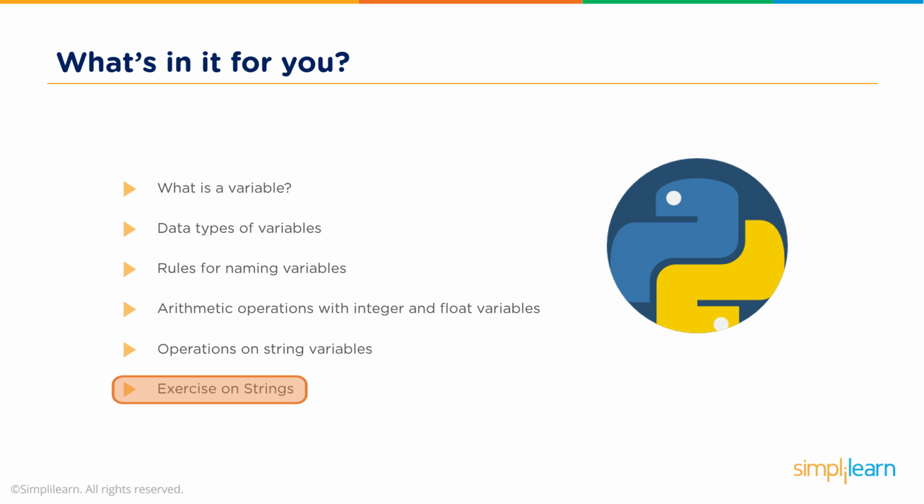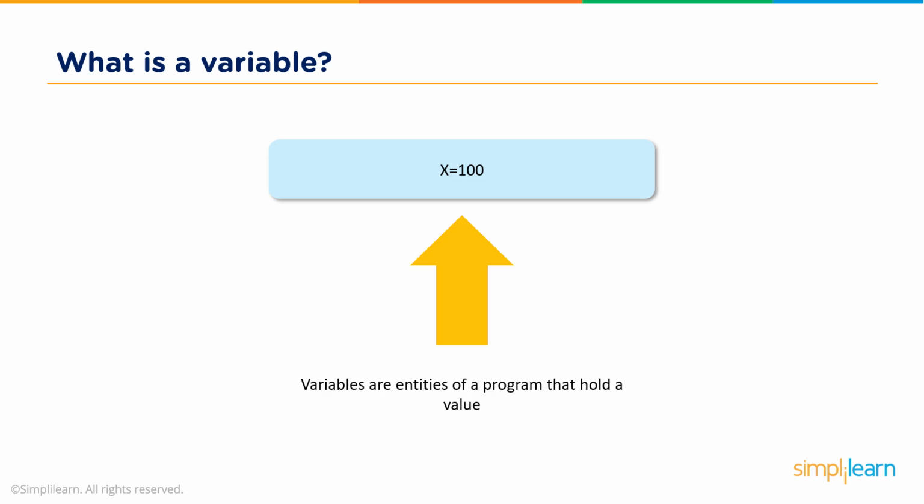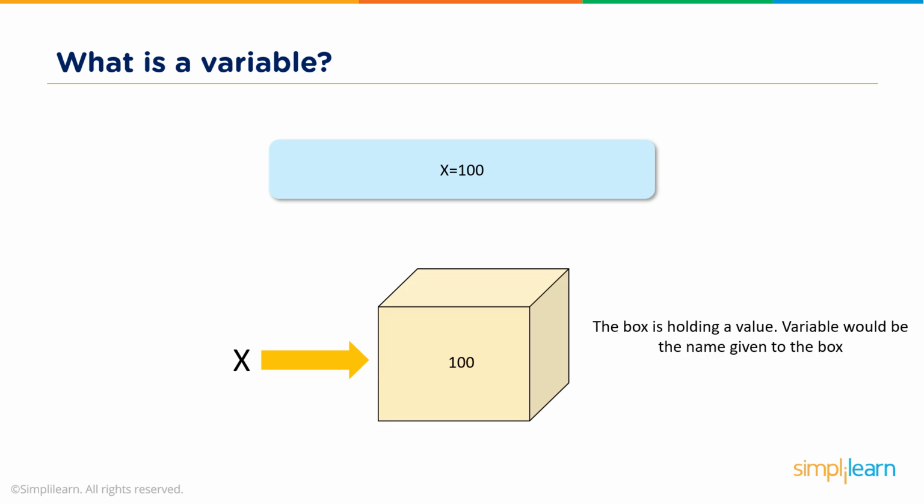So let's begin, guys. Here's a very simple statement, x equal to 100. A variable is basically an entity of a program that holds a value. In this case, x would be our variable and 100 would be the value it holds. To better visualize this statement, let's consider a box. If this box holds a value, say 100, then the name we give to this box, which in our case is x, would be the variable name. And 100, the content within the box, would be the value of the variable.